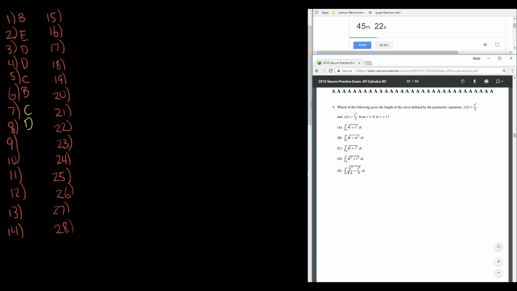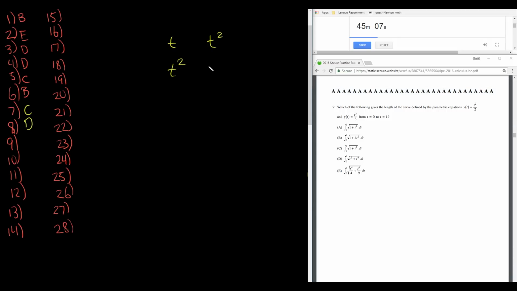Which of the following is the length of the curve defined by this function from this interval? Okay, so we have to do arc length, which means we're taking the square of the derivative. The derivative here is going to be simply t, because the 2's cancel out, and the derivative here is going to be t squared, because, again, it cancels out. So if we square these, we get t squared and t to the 4th. That's what we're looking for. And it looks like from 0 to 1, it's going to be d, t squared plus t to the 4th. Yeah, that looks correct. Okay, d.